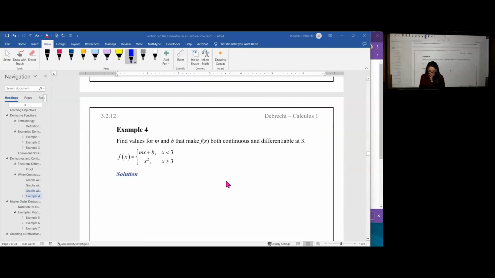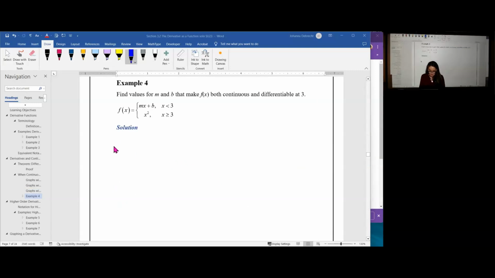Let's take a look now at example 4. In example 4, we want to find values for m and b that make this function both continuous and differentiable at 3. We're going to start with continuity because if it's not continuous, it is not differentiable. Now, it can be continuous and not be differentiable, but if it's not continuous, it's not differentiable.